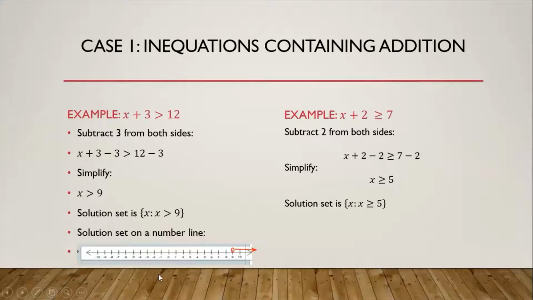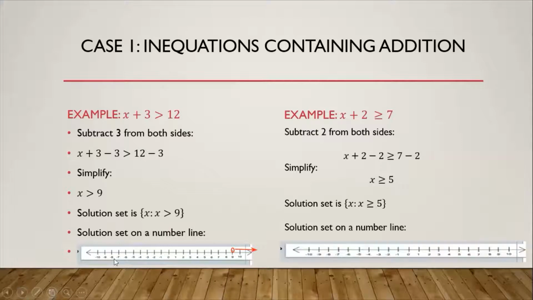You can also represent your solution set on a number line, right? So here, for this one, we're going to use what is called a closed circle. Why though? Because it says x is greater than or equal to 5. So the closed circle indicates that the number is a part of your solution. So let's represent this on our number line.